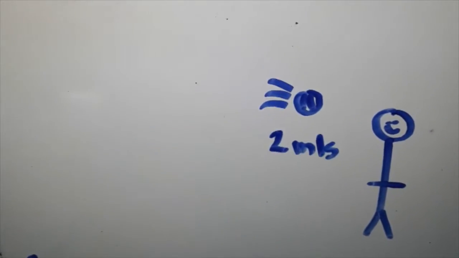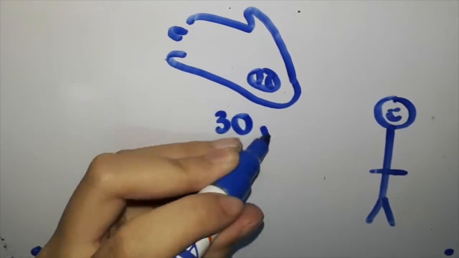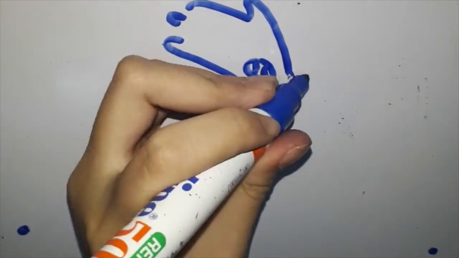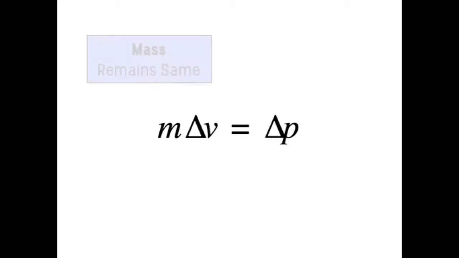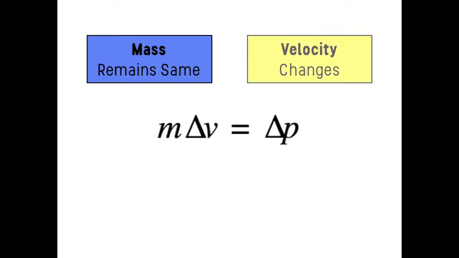Now consider this. Would it be more painful to get hit by a ball moving at 2 meters per second or 30 meters per second? Though they have the same mass, the second ball moves faster, has more momentum, so it would be more painful.